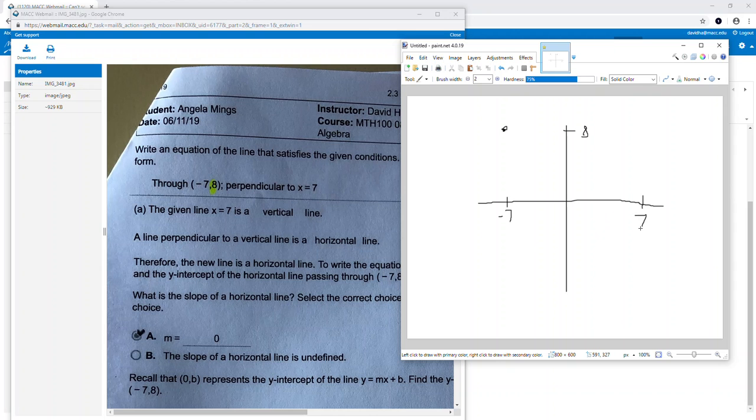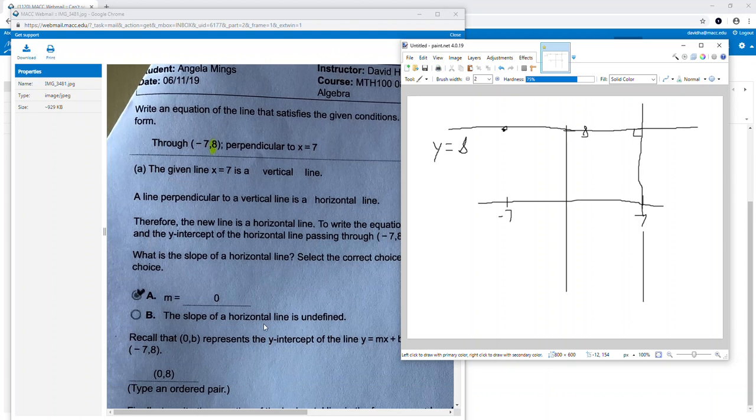Here's 7, and x equals 7 is a vertical line. Pretend that's a straight line. Now, perpendicular means it's going this way. Perpendicular forms a sharp corner, or 90 degrees. Now, whenever you've got a horizontal line, that's always of the form y is equal to a number. And specifically, since it crosses at 8, our answer, in terms of the equation, would be y is equal to 8.